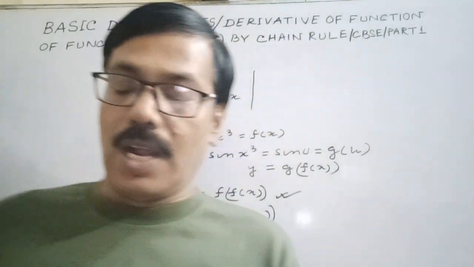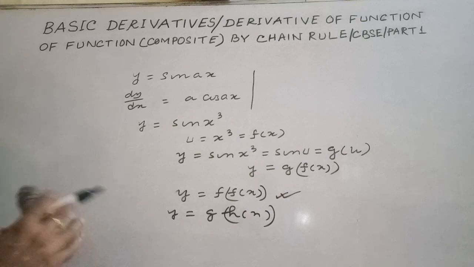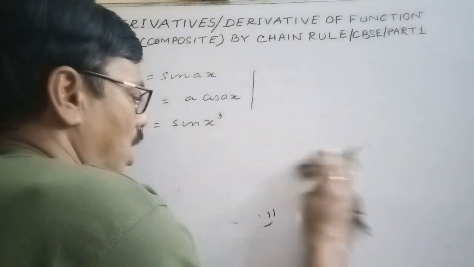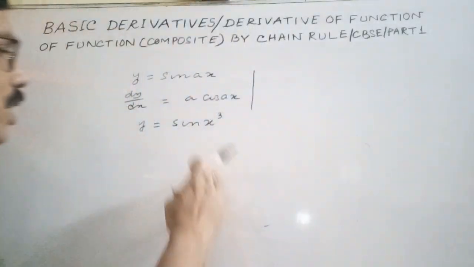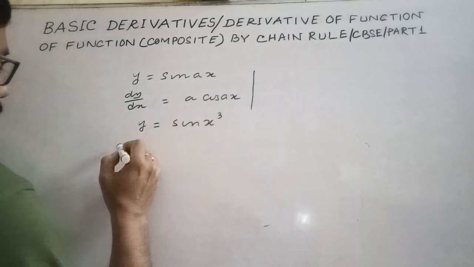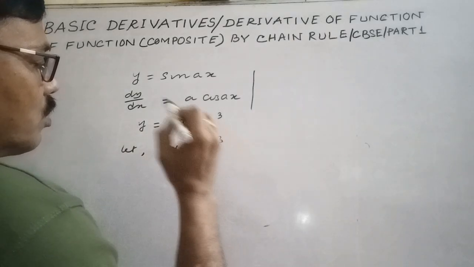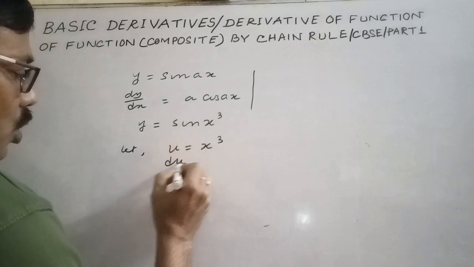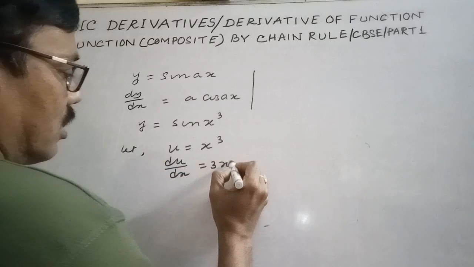Now I discuss how to find derivative of function. Suppose y equals sine x cube. So the argument is not linear. So let u equals x cube. So now this one is a standard one, x to the power n. So du by dx is 3x square.